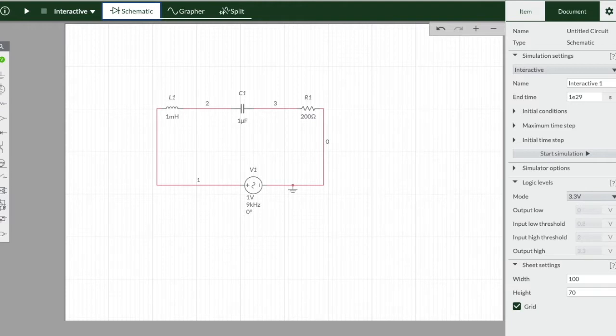Here I have already constructed circuit with inductor, capacitor and resistor connected in series across an AC voltage source. The value of inductor here is 1 millihenry, that of capacitor is 1 microfarad, which gives theoretical resonant frequency calculated as 1 upon 2 pi root LC equal to 5035 Hertz. The resistance in series is of 200 ohms.